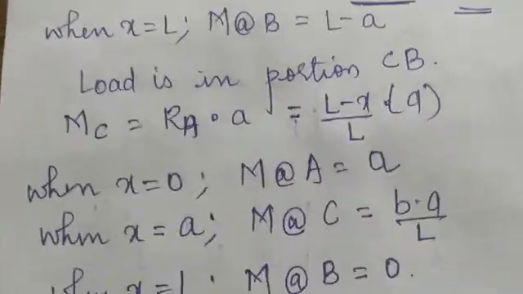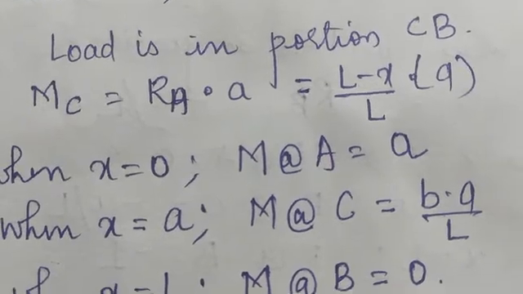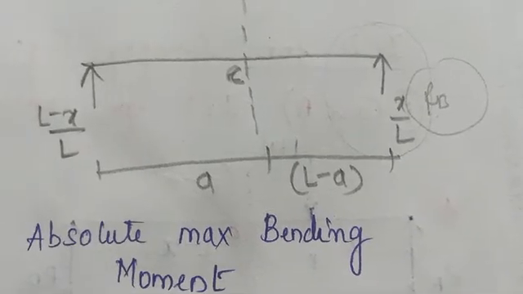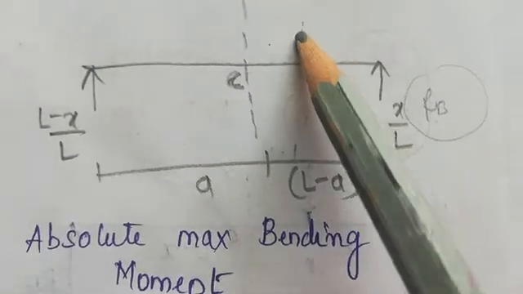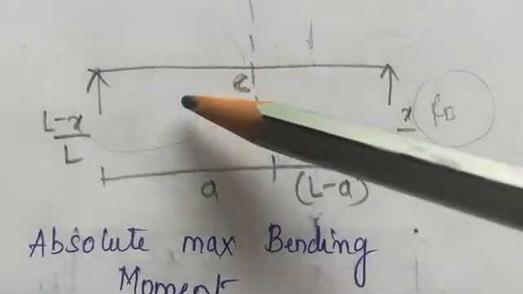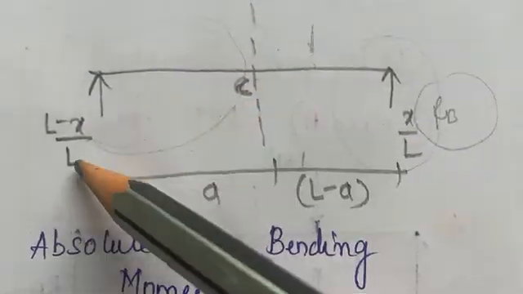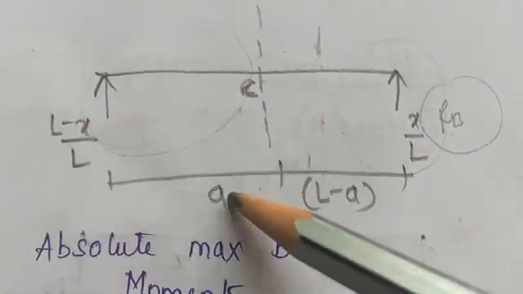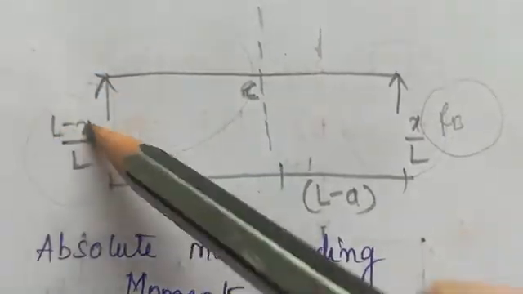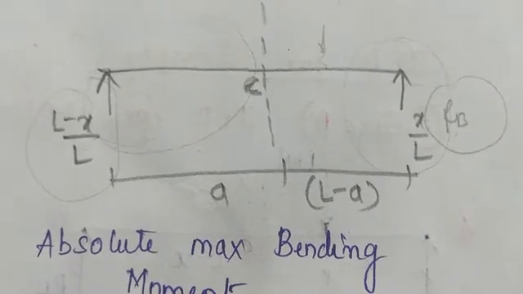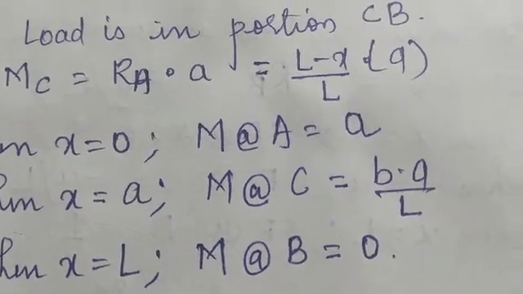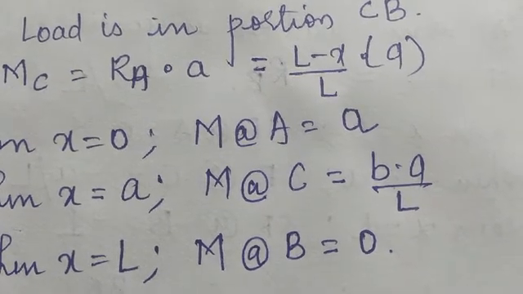Similarly, when the load is in portion CB, the load is on this side, that time I will take equilibrium of moment about the A point. What will I get? RA into A. The value of RA is what? L minus X divided by L. So it is RA into A, so we will get L minus X divided by L into A.